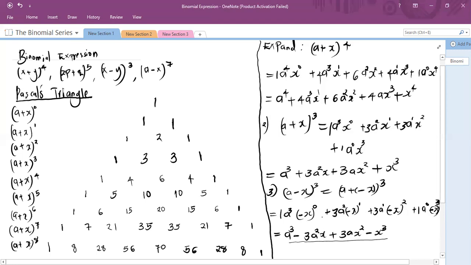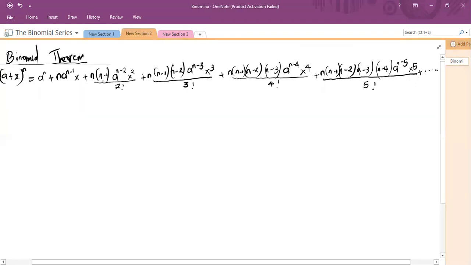Now, guys, since this Pascal's triangle limits us to expand for values of n from 0 all the way to 8, we have the binomial theorem. The binomial theorem, which is given by this formula here. And this binomial theorem will help us expand for all values of n. So whether n is a very big positive integer, whether it's a fraction, or whether it's a negative number.